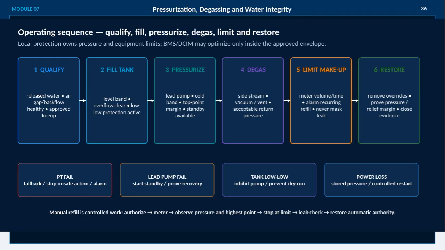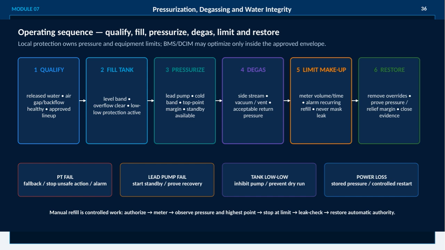This module covers the critical operating sequence for pressurization, degassing, and water integrity in the Data Center MVAC system. The process involves 6 key steps: qualify, fill, pressurize, degass, limit makeup, and restore. First, we qualify by ensuring released water is properly handled, the air gap and backflow protection are healthy, and the approved lineup is verified. Next, we fill the tank, monitoring the level band, confirming the overflow is clear, and activating low-low protection to avoid risks.